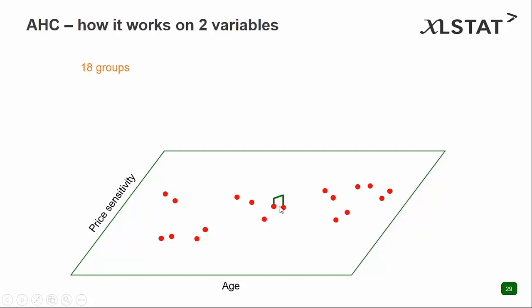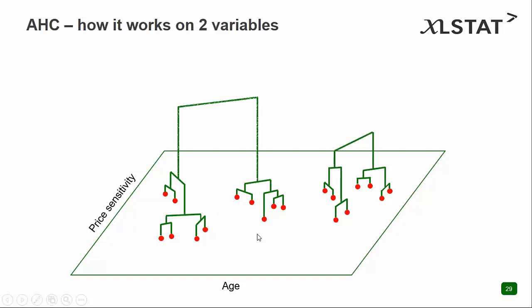Second step, AHC will do the same. It will look for the two groups that are the closest to one another. So say those two, and they will be linked together. Step 3 also, 4, 5, 6, and on, until we reach only one group. So at each step, the two closest groups are clustered together until we reach one single group right here, and we obtain this very famous structure, which is called the dendrogram.